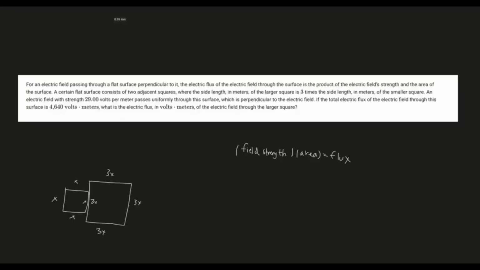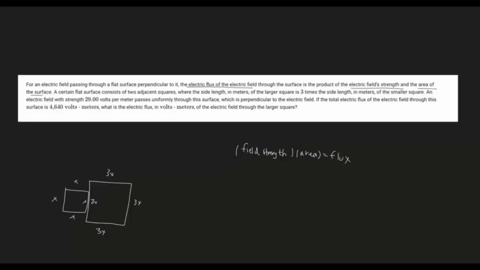It says for an electric field passing through a flat surface perpendicular to it, the electric flux of the electric field through the surface is the product of the electric field strength and the area of the surface. So it says a certain flat surface consists of two adjacent squares, which I've drawn down here. It says the side length in meters of the larger square is 3 times the side length in meters of the smaller square. So we have represented this by x for the smaller square and then just 3x for the side length of the larger square.